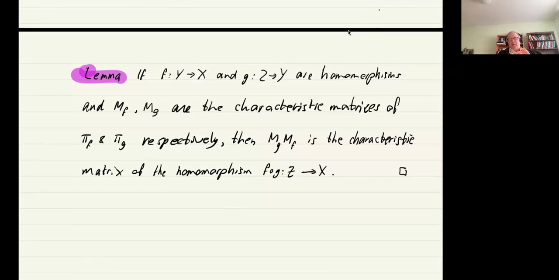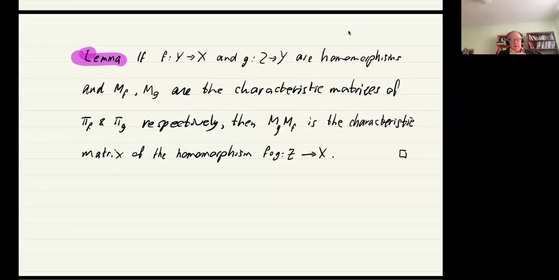And so you've got a different way of looking at what's going on. You can view a homomorphism as thinking of a homomorphism that way, or you can think of it in terms of the matrices. And the two things are consistent. That's what this is saying, provided you get the order correct.